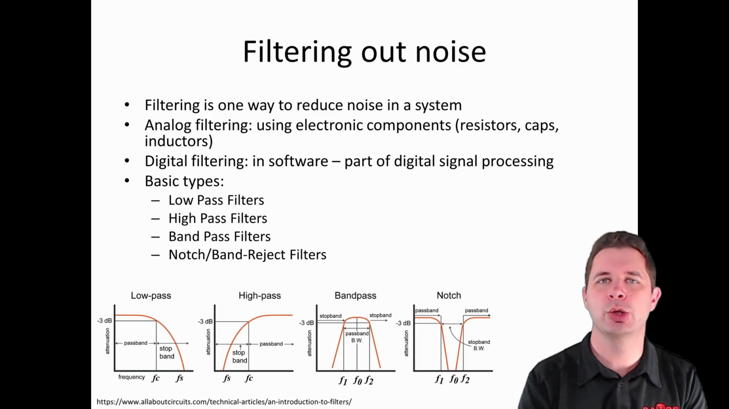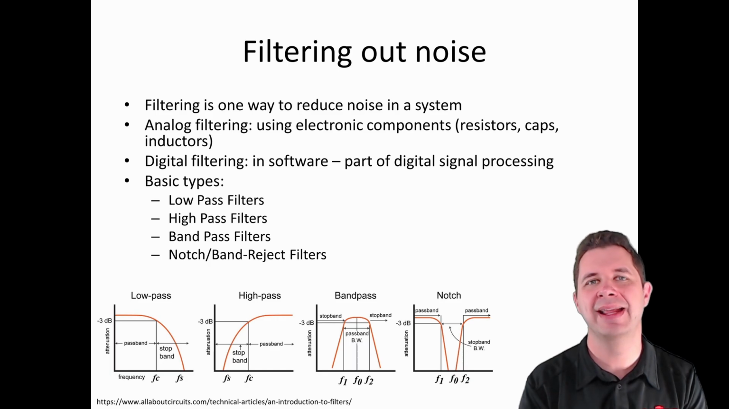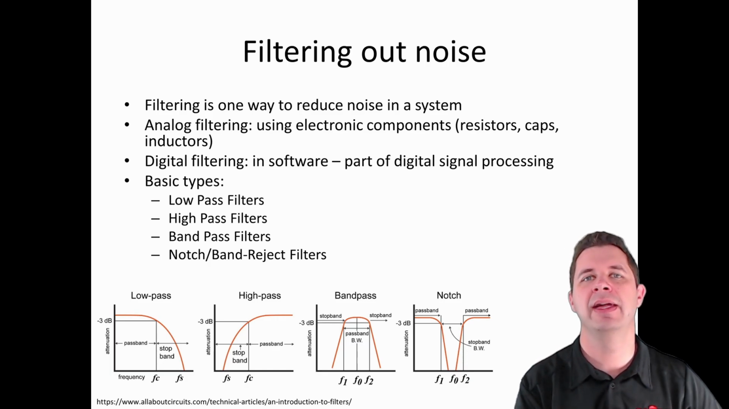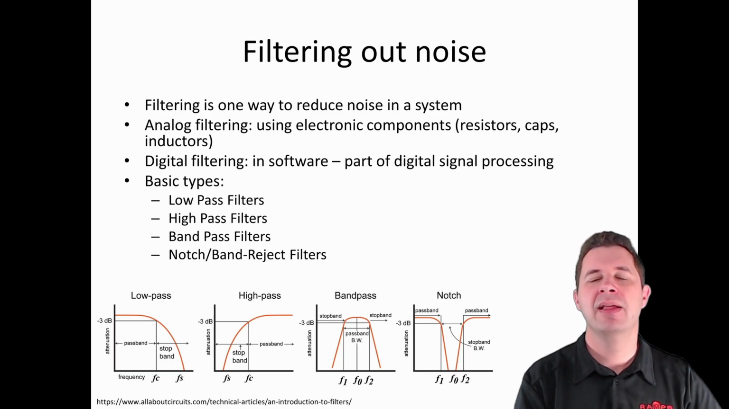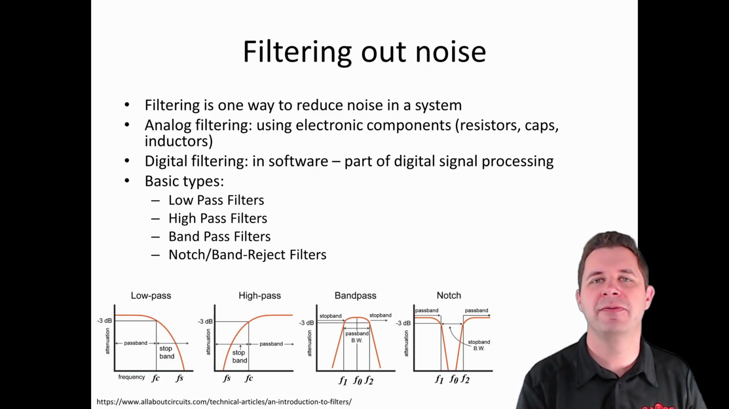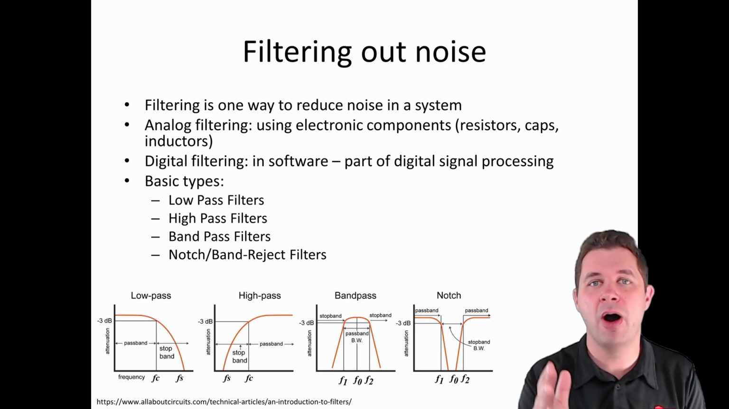The other thing we can do is digital filtering, where in software we can create a number of different filters as part of our digital signal processing, or DSP, to reduce our noise. Now, the four basic types of filters are our low-pass filters, which allow low-frequency signals to pass but attenuate or chop off or reduce those high-frequency noises.